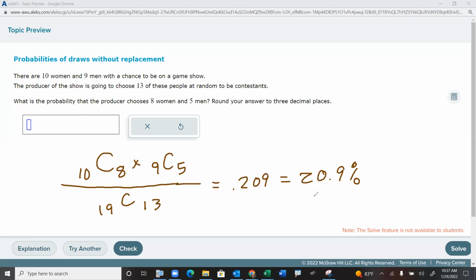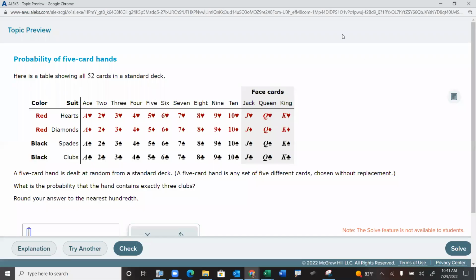I know that they don't want the percents; they just want the decimals typed in. But I think it's worthwhile pointing out that right there. So about a fifth of the time, if you pick 13 people at random in this group, you're going to get what you're looking for about 1/5 of the time, 20% of the time.